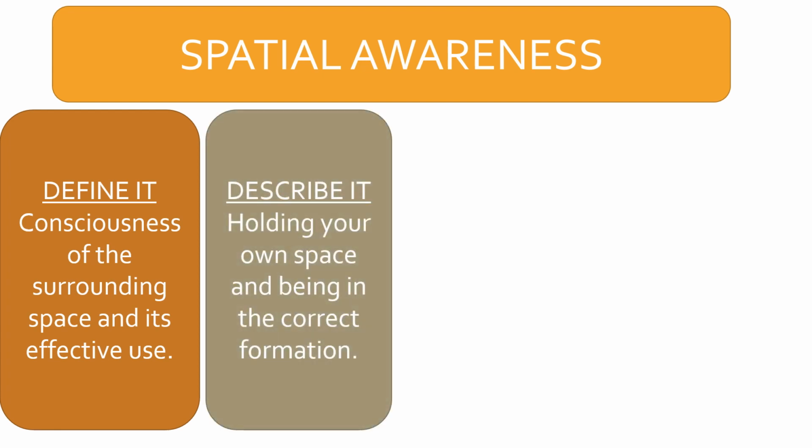So when describing an example of how you can be spatially aware, you could say holding your own space and being in the correct formation, so where the choreographers put you, that you're not taking up someone else's space, you're using your peripheral vision to dance in your own space and in the correct formation or place that you're meant to be.